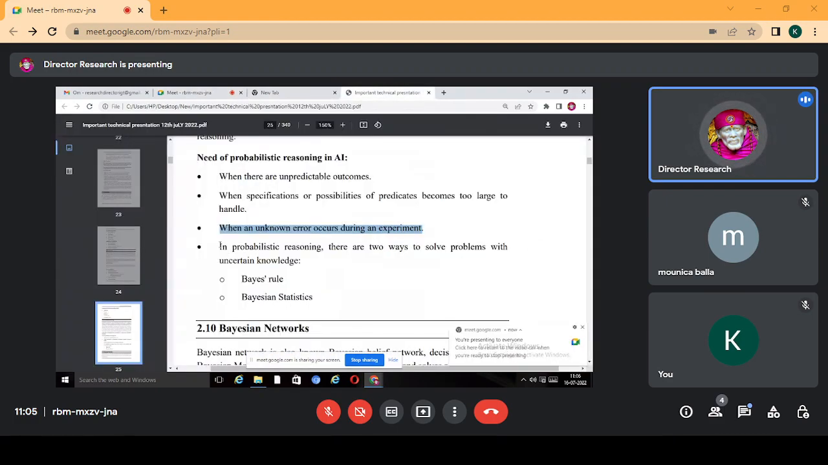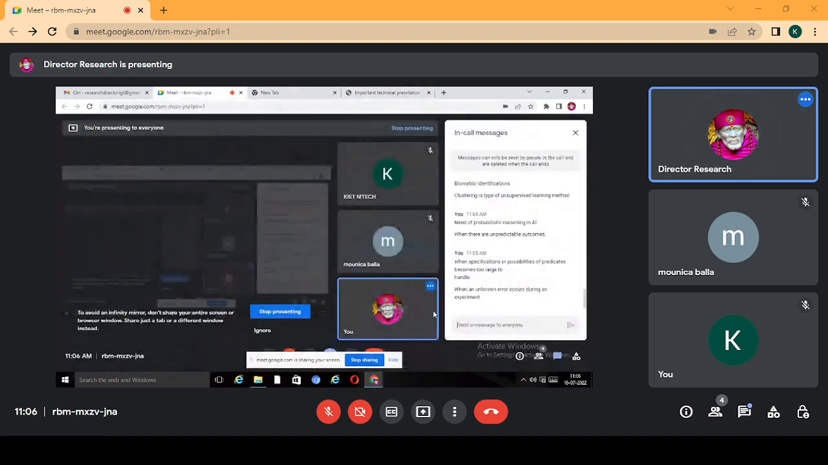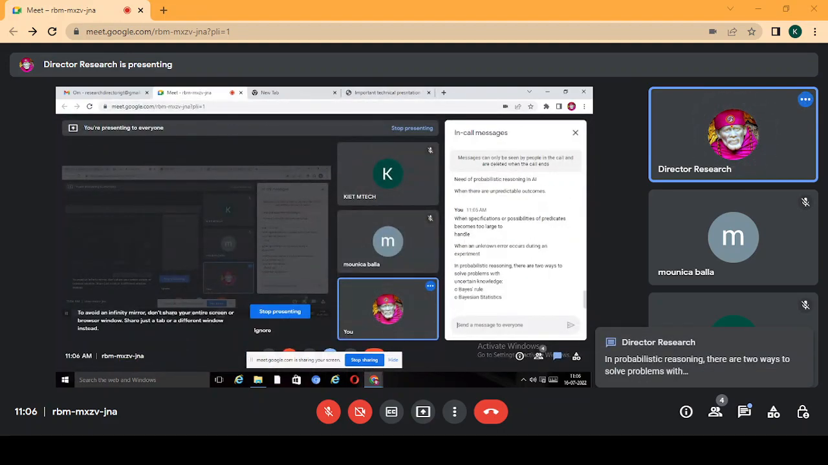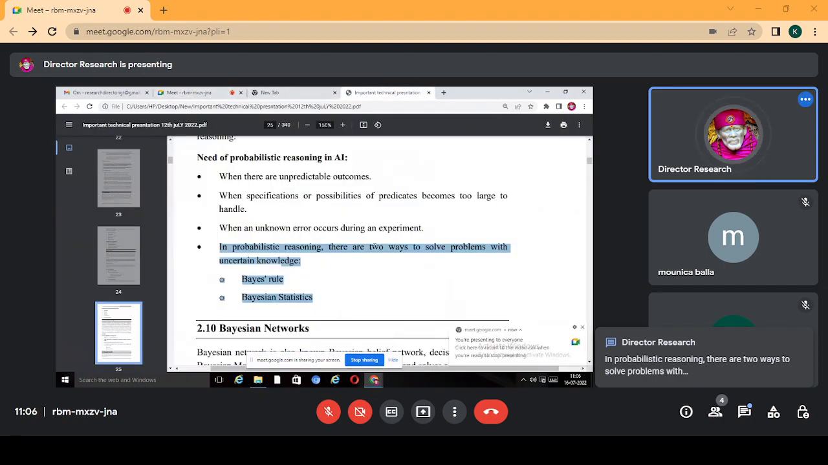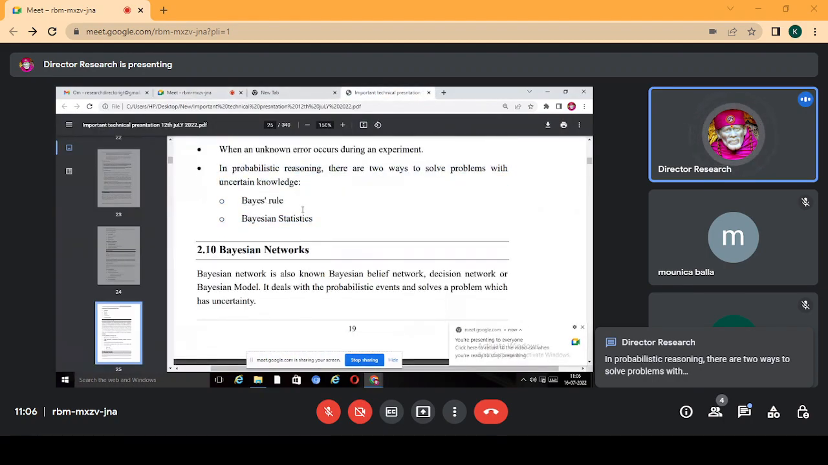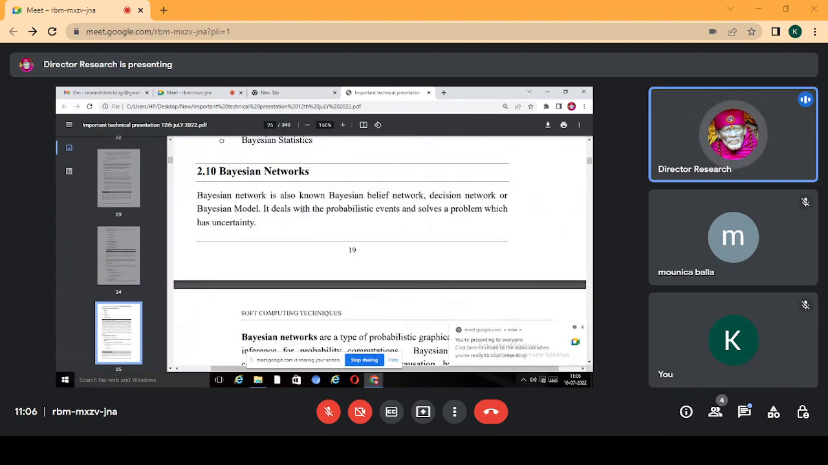In probabilistic reasoning, there are two ways to solve the problems with uncertain knowledge. The event itself is an uncertain one. To solve these uncertain ones, there are two methods: one is Bayes rule and the other one is Bayesian statistics. Bayesian networks are very important.